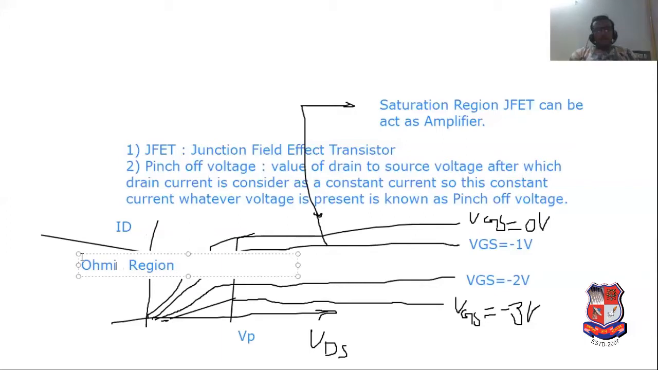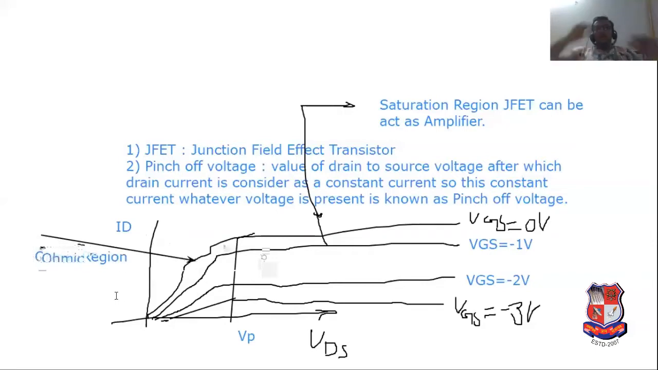In the ohmic region, it can act as an on switch, or we can say in the ohmic region, it can be considered as a voltage variable resistor. So this is the application of JFET in the different regions. In the saturation region, it can act as an amplifier. In the ohmic region, it can act as a VVR, or voltage variable resistor.